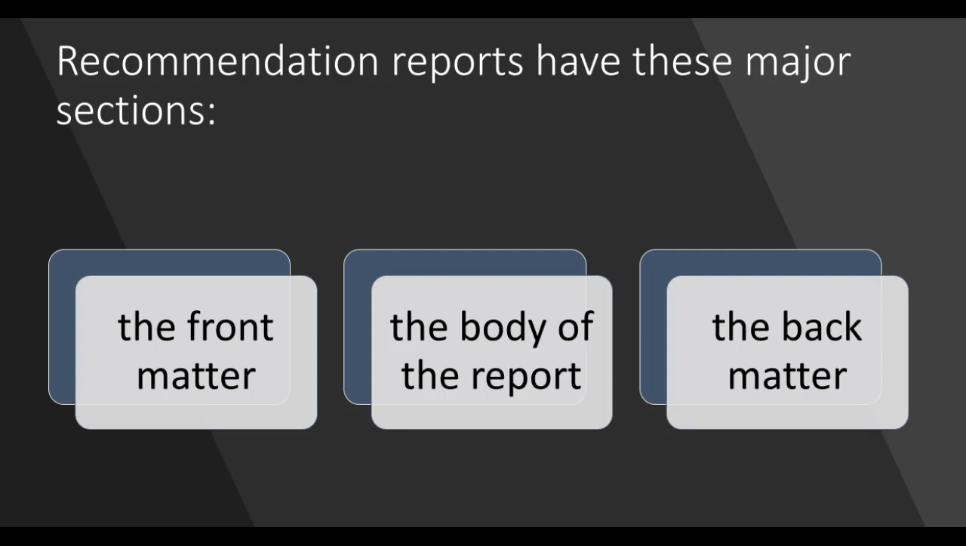So then we get to the actual report itself. And the report has three major sections. It has the front matter, the body of the report, and the back matter. The front matter are basic things like the executive report, the summary, the table of contents, those kinds of things. We're going to focus mostly on the body of the report, which I'll talk about in a minute.